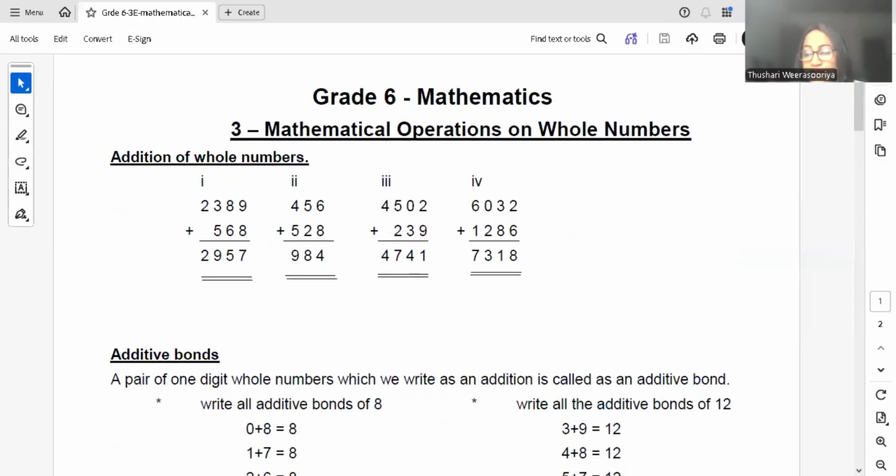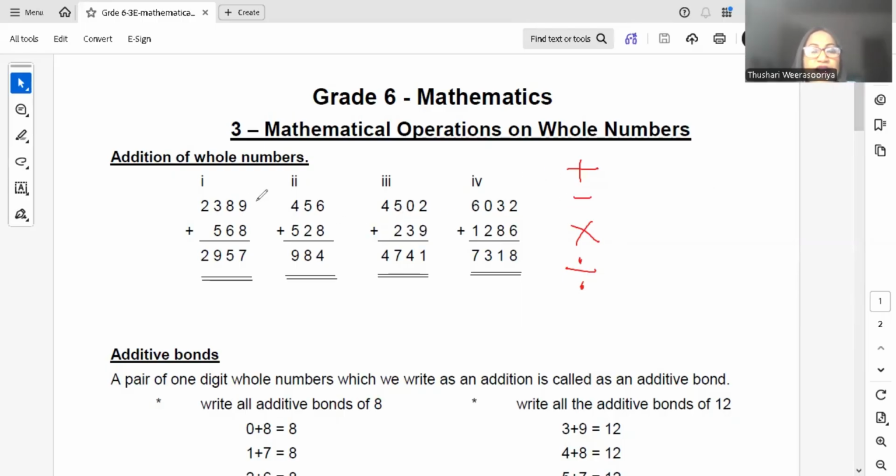When it comes to mathematical operations, we have four major operations, right? That is addition, subtraction, multiplication, division. Those are called mathematical operations. I assume you have done these operations in grade 5 very well. Today we are doing them on whole numbers. These operations can be applied for fractions and decimals. We'll learn those in future lessons. In this lesson, we are learning only on whole numbers.